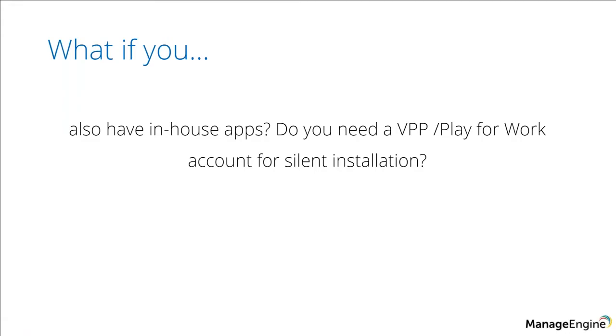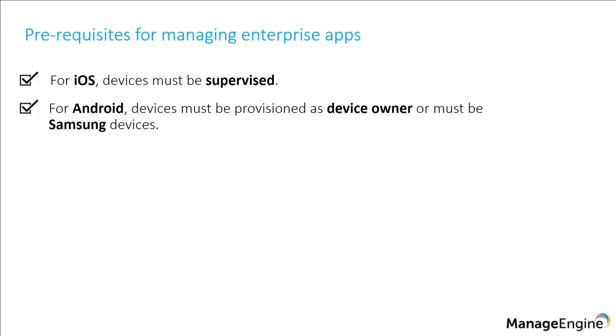What if you also have in-house apps? Do you need a VPP or Play for Work account for silent installation? No. If you have in-house apps, there is no need for a VPP or a Play for Work account. Instead, you need to ensure that these prerequisites are met. For iOS, the devices must be supervised, and for Android, the devices must either be provisioned as a device owner or must be Samsung devices.